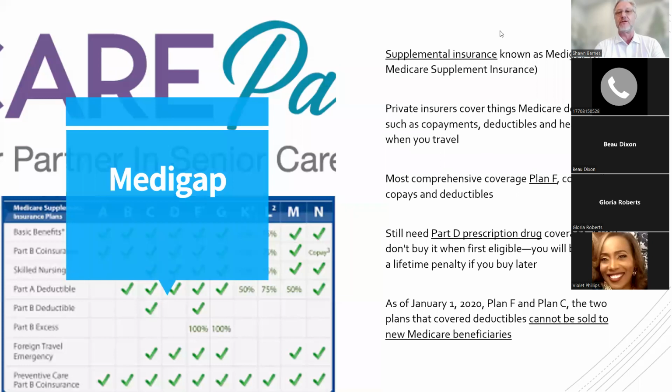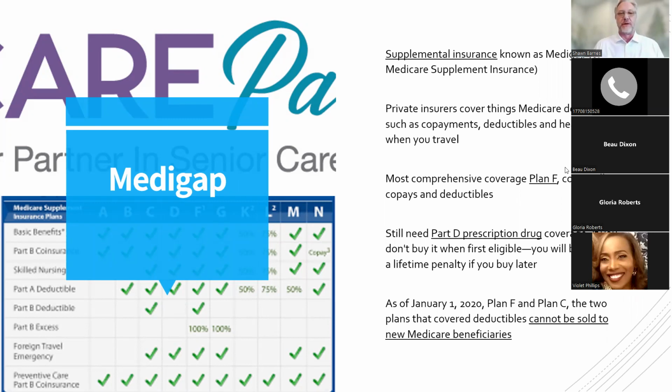And so supplemental insurance or Medigap provides coverage for things that Medicare doesn't, like co-payments and deductible payments, and something like health care when you travel. So if you travel abroad, overseas, then a private insurer plan, a Medigap plan, could make sure that you're covered for that. Now, the most comprehensive plan available is Plan F, and it covers all copays and deductibles. And any of you who work in the rehab arena also know that Plan F covers up to 100 days with no copay in skilled rehab.